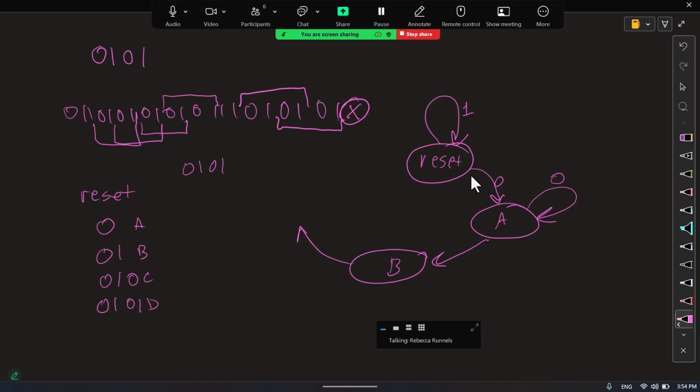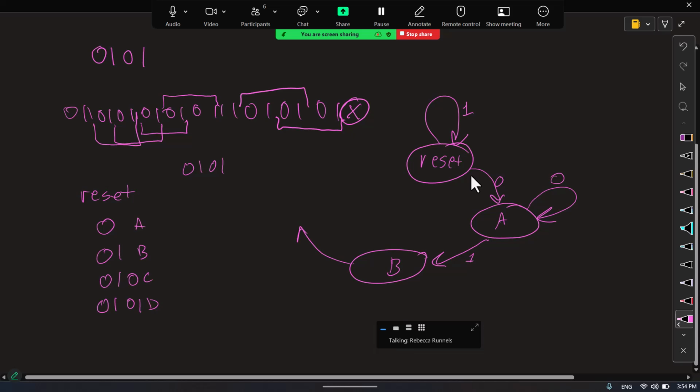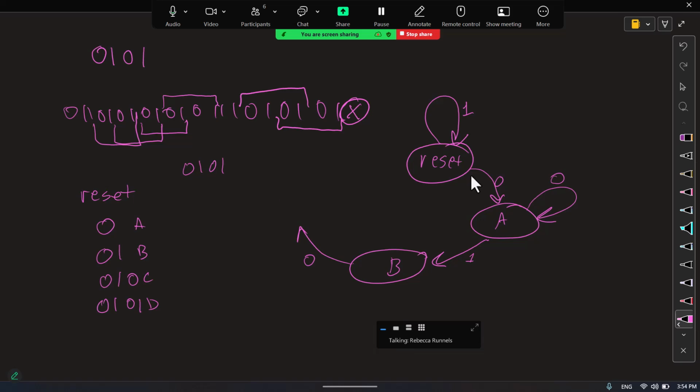So if you get a 1, you go back to reset. No, you go back to A. Hold on, let's see what we got. I'm at B, which means I have a 0, 1. If I get a 0, I then have a 0, 1, 0. If I get a 1, I have a 0, 1, 1, and just looking back at that, there's nothing in there that would get me to a 0, 1, 0, 1, because my sequence has to start with a 0. So there's no way to get to a 0, 1, 0, 1 from this, and so this is going to take me back to reset.